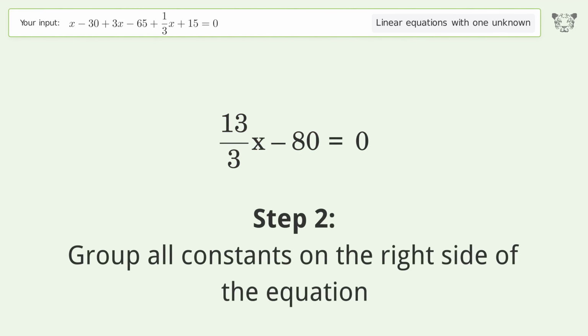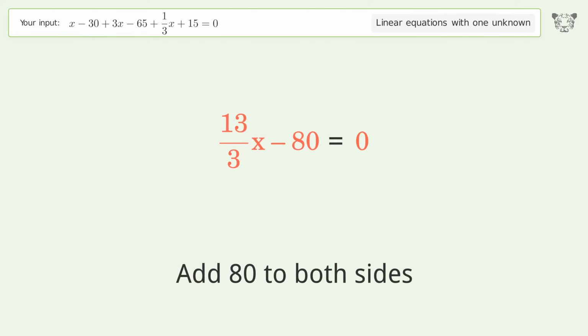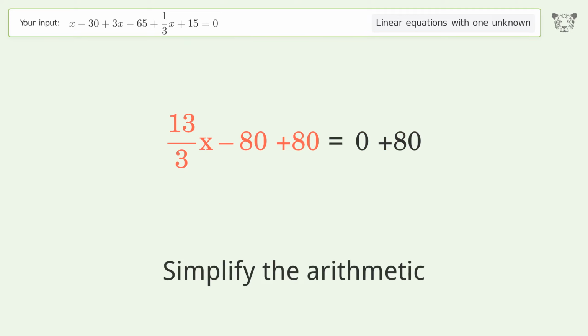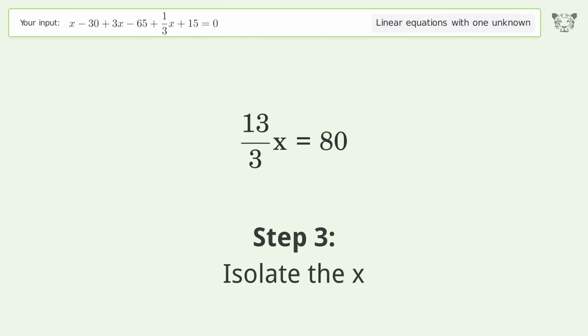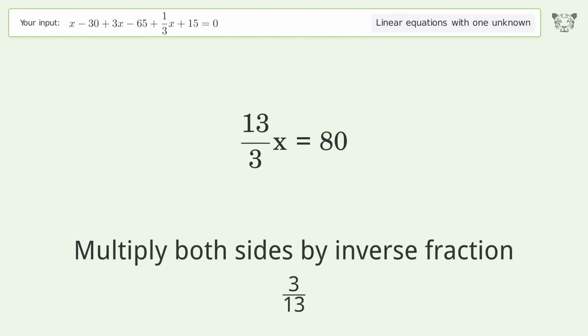Group all constants on the right side of the equation. Add 80 to both sides. Simplify the arithmetic. Isolate the x. Multiply both sides by inverse fraction 3/13.